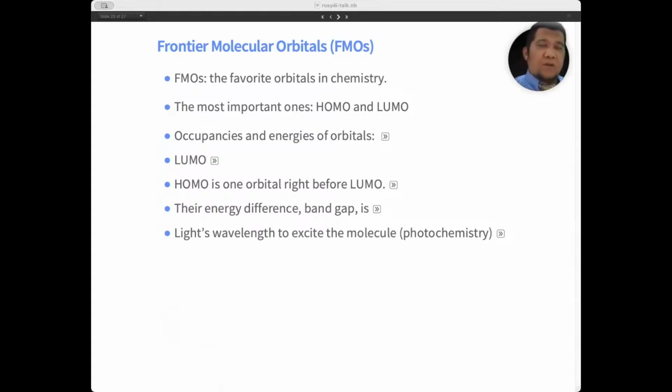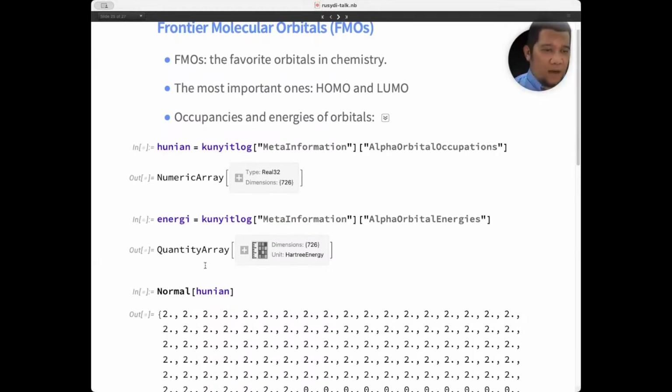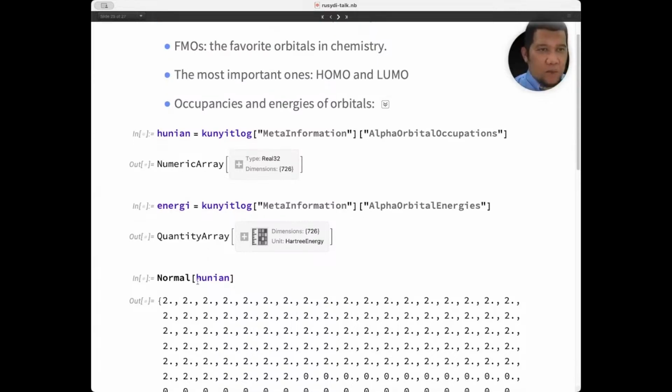Most chemical properties of molecules are determined by frontier molecular orbitals. The two most important frontier molecular orbitals are the highest occupied and the lowest unoccupied molecular orbitals, HOMO and LUMO. The identity of these orbitals are the number of electrons occupying the orbitals and the energy. We label them with Hunian and energy. To open up the array, we can use the function Normal. For example, here is Normal Hunian.